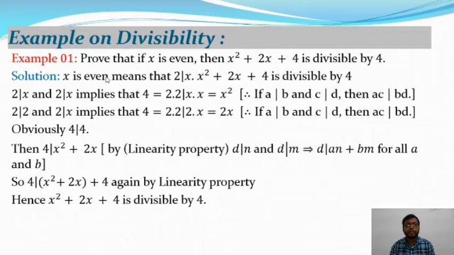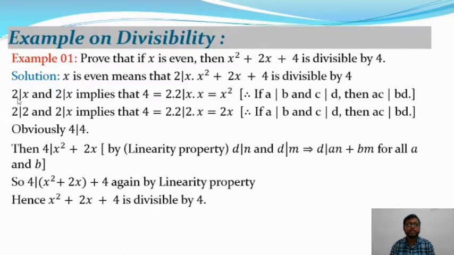So here is the example. Prove that if x is even, then x square plus 2x plus 4 is divisible by 4. This is an example of divisibility. Here is the solution. X is even, that means 2 divides x. X is an even number, so x is always divisible by 2. From this we will prove that x square plus 2x plus 4 is divisible by 4.